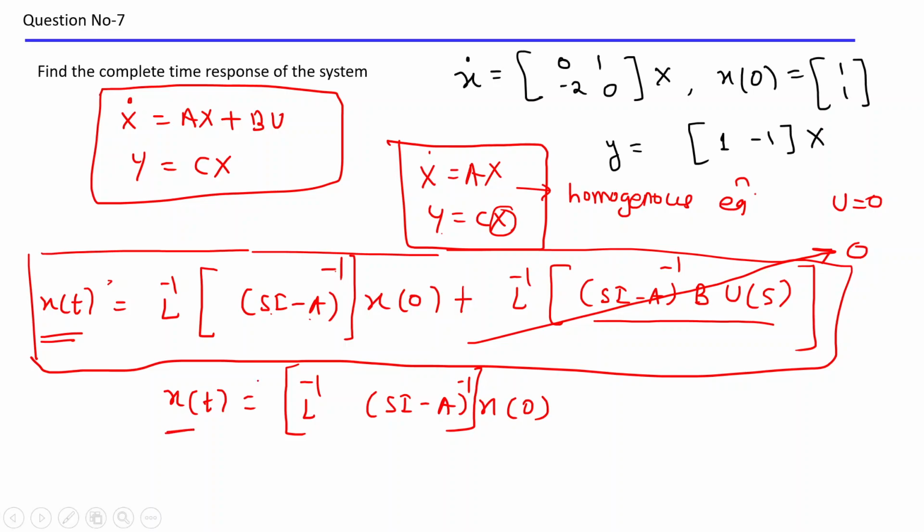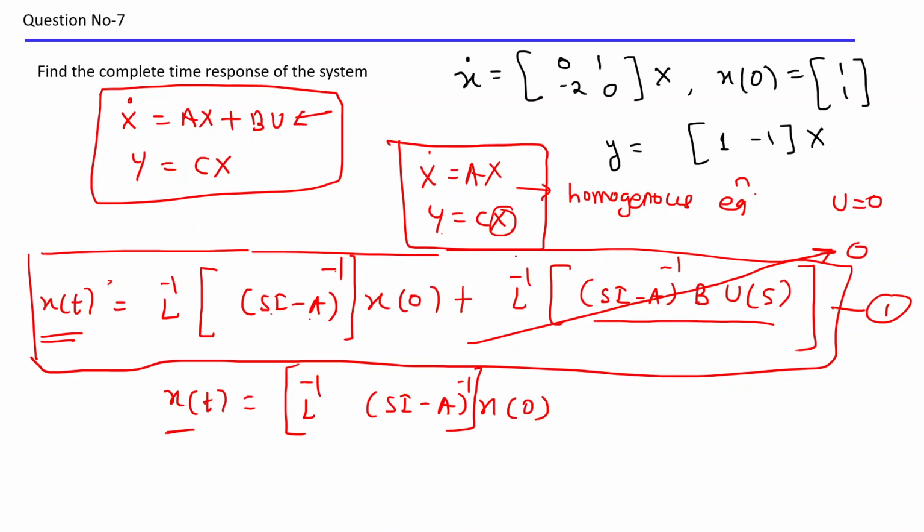But in some questions, if b is there, then you have to use the second term also. First multiply (SI minus A) inverse into B, then multiply with U of s, take the whole L inverse, and add this value. This will give you x of t. Whenever b is there, this is a non-homogeneous equation. If u is 0, this is a homogeneous equation. Sometimes they will ask you to find the complete response of a homogeneous equation, whenever u is 0. For a non-homogeneous equation, u should be there. So this is the total equation formula, and you use it accordingly to find the system response. Are you clear on how to find that?